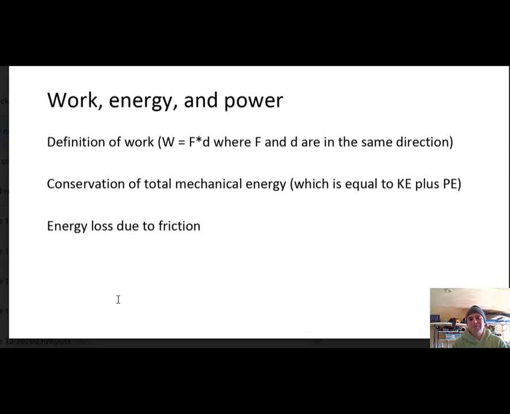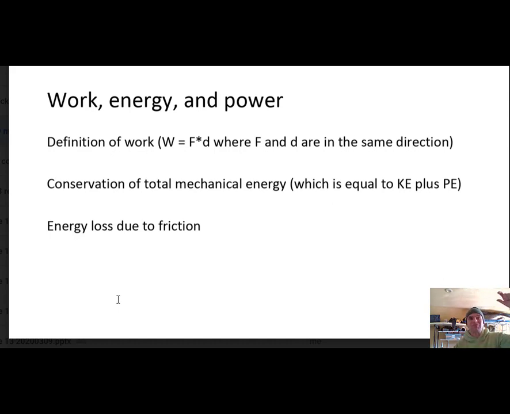Then after exam 3, we talked about work, energy, and power. The main thing about work is it has units of joules, and force times distance is how you calculate it. And we talked about conservation of energy associated with work.